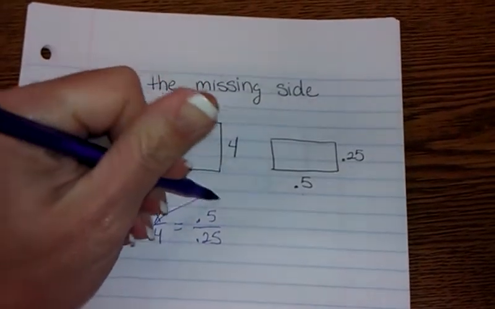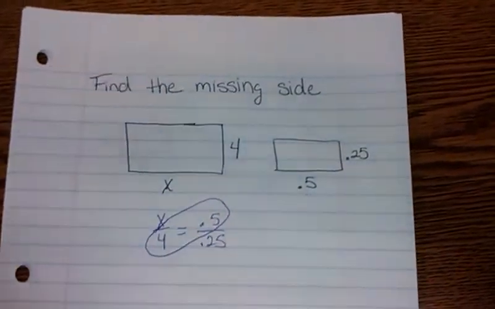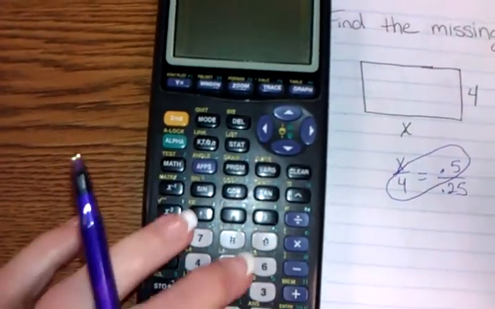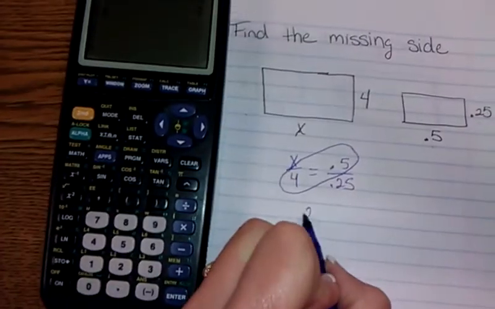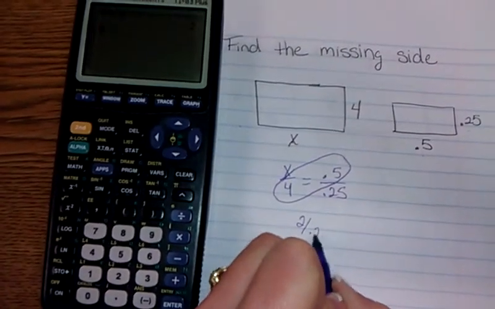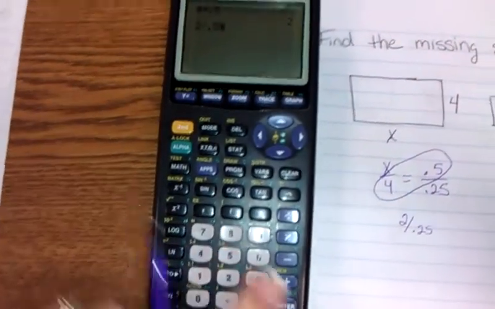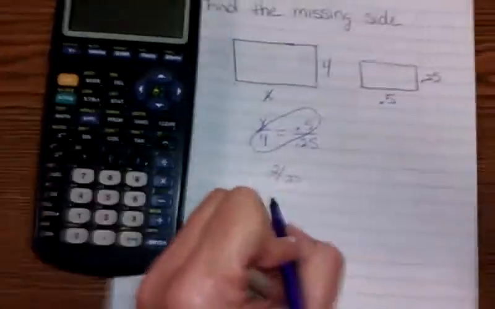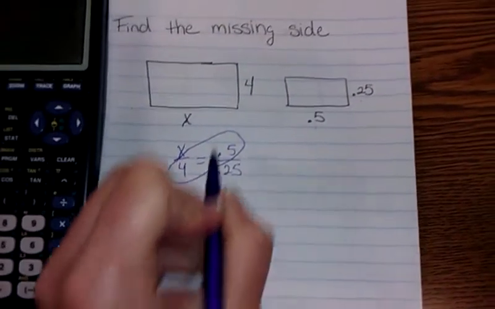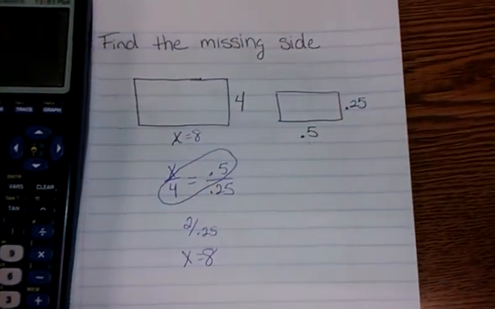So you're going to multiply these two numbers. So I'm going to come over here and take 4 times 0.5 and get 2. And then I'm going to take 2 divided by 0.25. And I get 8. So my side length right here is 8.